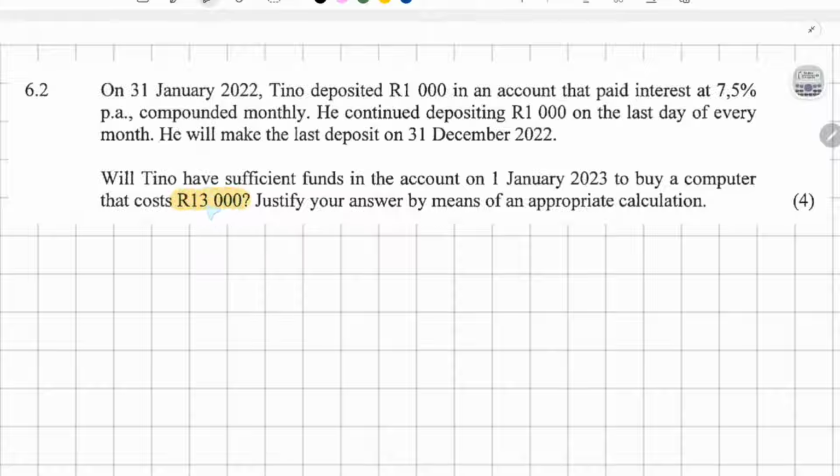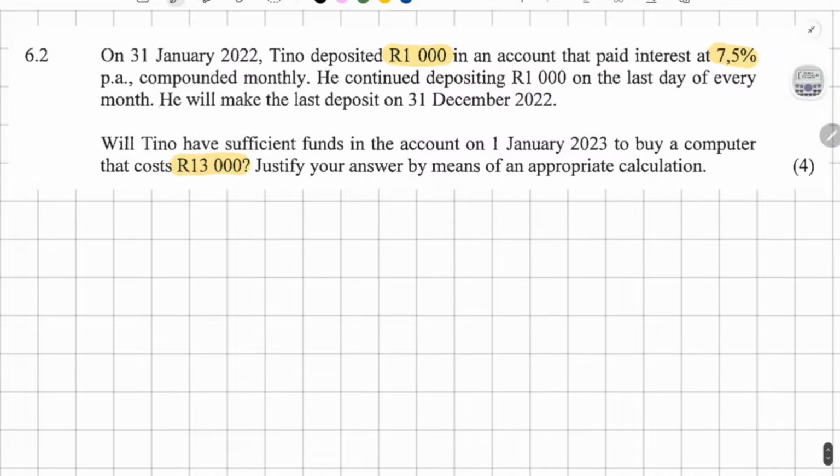So we're not really taking this as the future value, because we don't know what his future value is yet. We have to use the information that we have about him, meaning when he starts depositing, when he ends depositing, the amount he keeps depositing, and the interest at which his money is gaining interest. And we're going to use that to find out how much he will have. Then we will compare it with the 13,000 to see if he actually has enough money for that new computer.